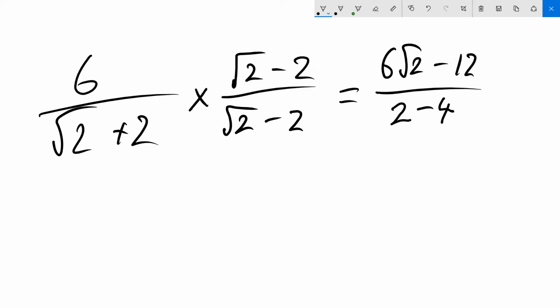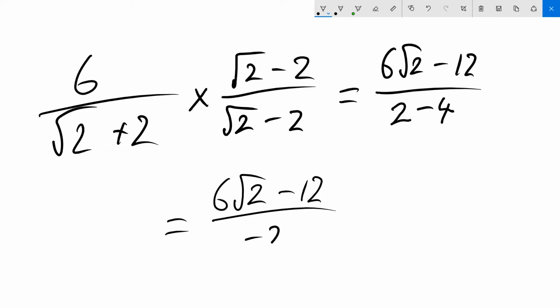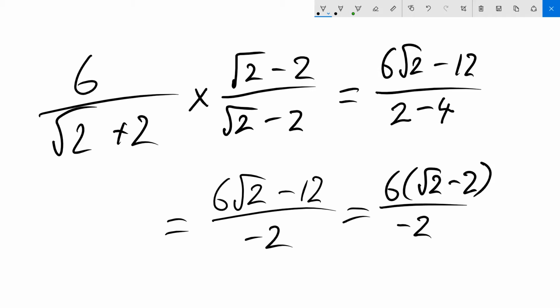Again, using the change of squares. This cancels down, so we get 6 root 2 minus 12 divided by minus 2. We can simplify that down. If we do this, we say 6 lots of root 2 minus 2 divided by negative 2, and then we simplify down and we get negative 3 lots of root 2 minus 2.